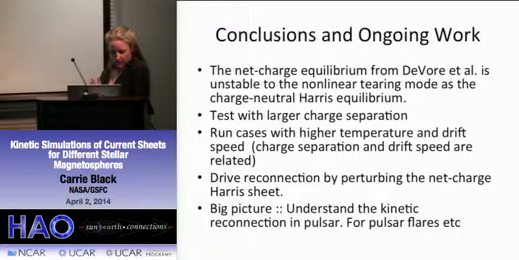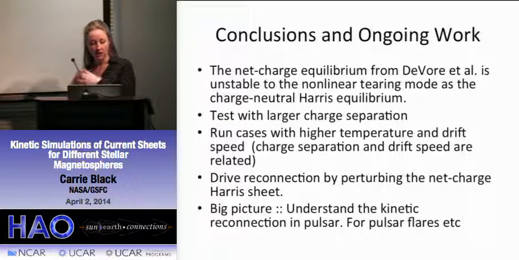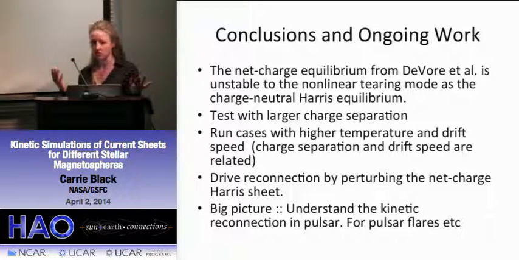Okay. So beyond this, once we've done these nice cases with this electrified Harris sheet in a more appropriate parameter regime for the pulsar magnetosphere, then we'll work on driving reconnection by perturbing this net charge Harris sheet configuration. So we'll essentially do the typical Harris calculations with a small perturbation, except that we'll have this strong electric field and this charge imbalance. And that'll be interesting. I'm looking forward to getting to that.